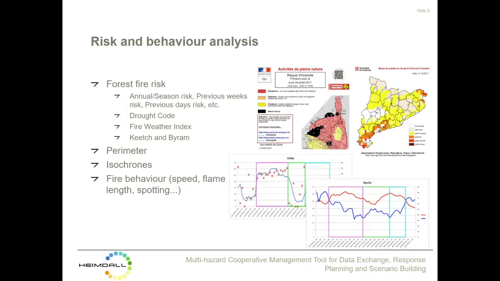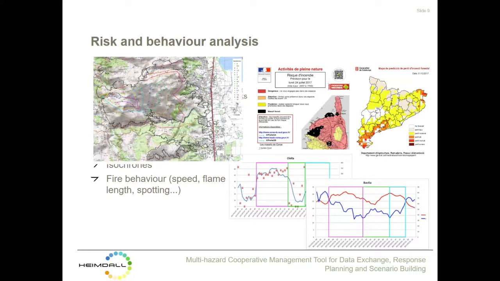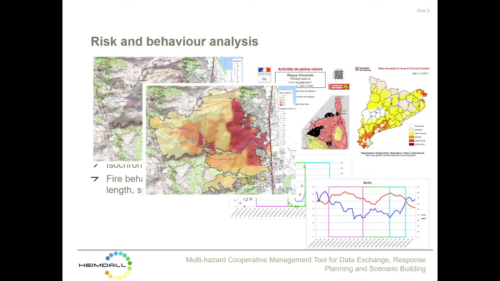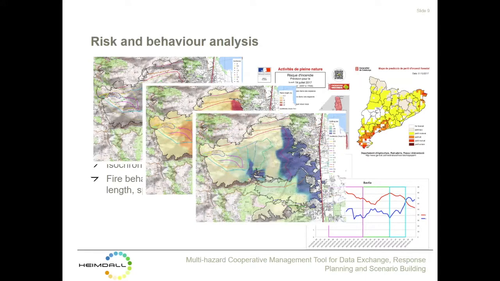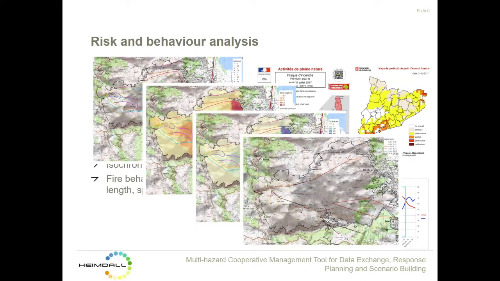In that case, here we obtain from the analysis of 50 pictures the map of the isochrones, so the evolution of the fire over time, the map of the flame length and its evolution over time, the map of spotting distance, and the map concerning the speed of propagation of the fire. And as I said, all this information was obtained by the analysis and the geolocation of those photos.